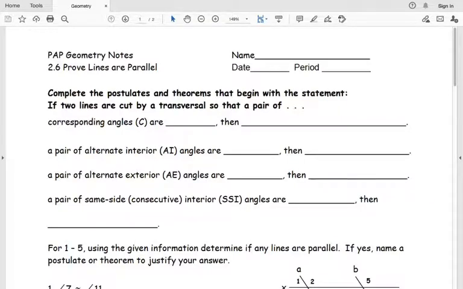Hey guys, this is Mrs. Keith, and today we're going to learn about how to prove that lines are parallel if you know something about the angles. So we're doing the converse of the theorems that we learned last class.